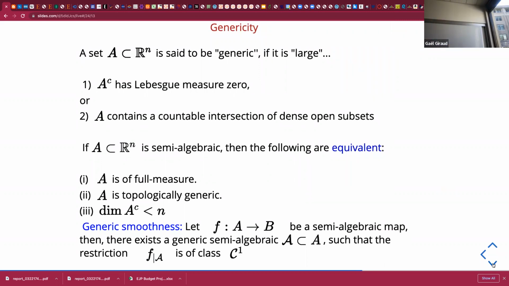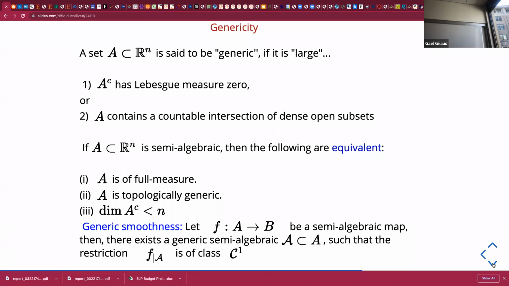So for a semi-algebraic set, whatever your understanding of genericity, it's the same. Being of full measure or being topologically generic, meaning you contain a countable intersection of open and dense subsets, that's genericity, no? Or just the fact that the complementary set is of strictly smaller dimension, all this is equivalent. So all these weird counterexamples in topology that we have in mind when we study it for the first time disappear with semi-algebraic sets. So these are very nice sets.